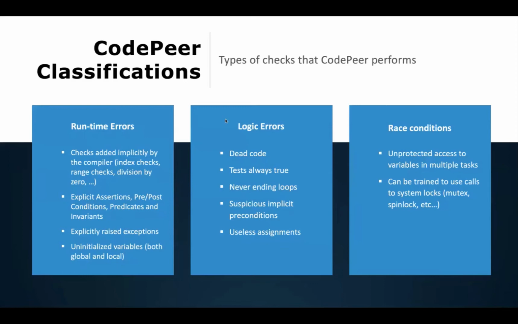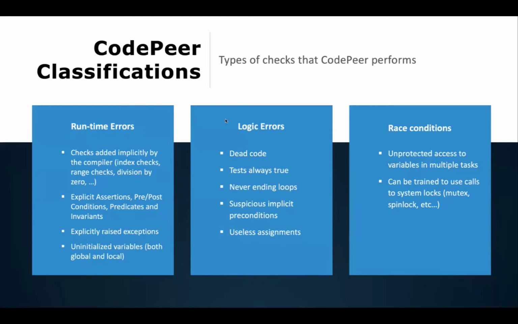Your developers will also insert checks as well. These are going to be things like explicit assertions, pre-post conditions, explicit raises, explicitly raising exceptions. These are all things that are considered runtime errors because we want to make sure our code runs without exception. So what CodePeer will do is that it looks for any point in the code where a potential exception can occur, and it tries to calculate the path, the code path, and the global state that exists to get to that exception. And then it reports that to you.